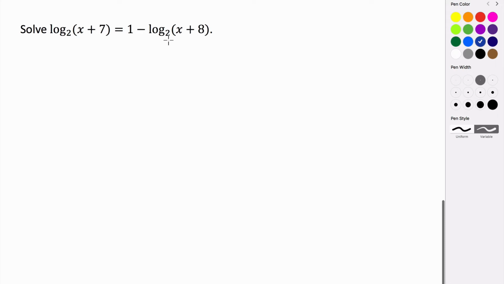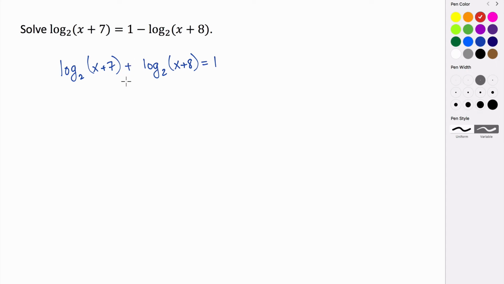So I'm going to add log base 2 of the quantity x plus 8 to both sides so that we can isolate this constant here. When I do this addition, I end up with log base 2 of the quantity x plus 7 plus log base 2 of the quantity x plus 8, all of this equals 1. Now what's really nice about this is we now have two logs with the same base on the same side that are being added together.